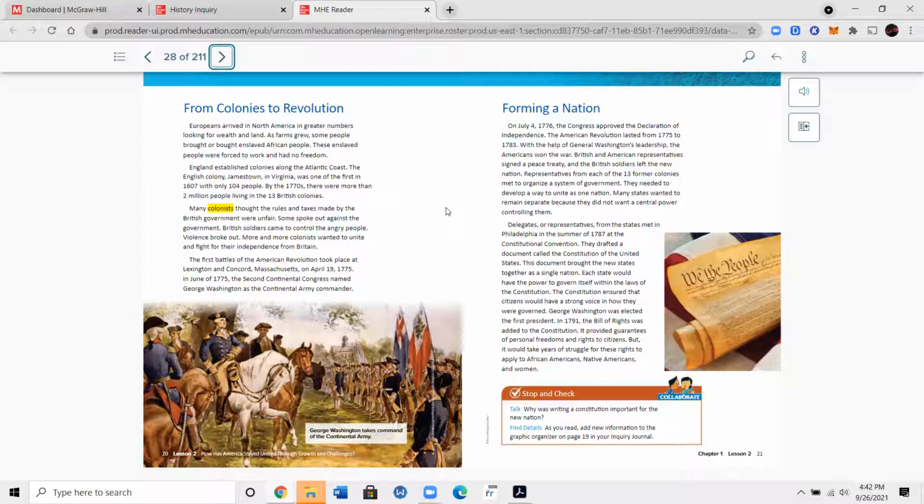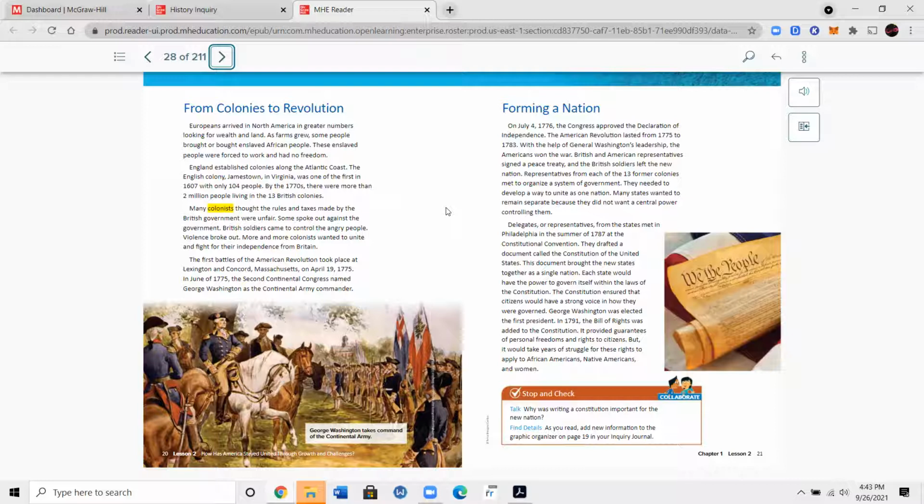Forming a nation. On July 4, 1776, the Congress approved the Declaration of Independence. The American Revolution lasted from 1775 to 1783. With the help of General Washington's leadership, the Americans won the war. British and American representatives signed a peace treaty, and the British soldiers left the new nation. Representatives from each of the 13 colonies met to organize a system of government. They needed to develop a way to unite as one nation. Many states wanted to remain separate because they did not want a central power controlling them.